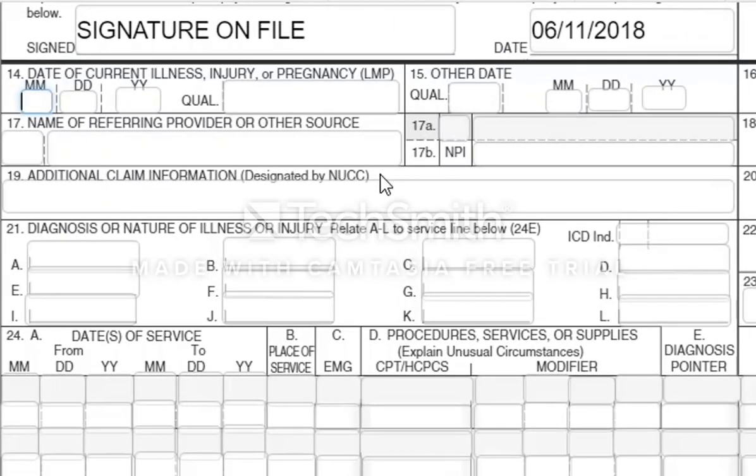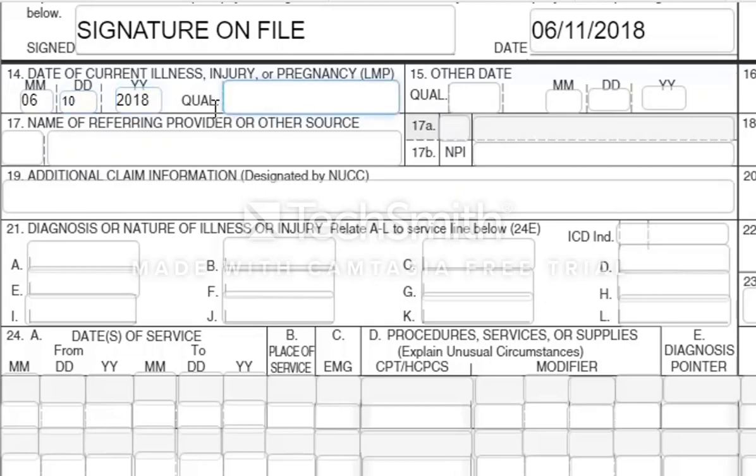Okay, so block 14. This is going to be the date of illness, injury, or the last menstrual period. So if it's an illness or injury, we're going to type in the date that the patient's coming in. So let's say, for example, they're coming in today because they had an injury. Then we would type that information directly in.